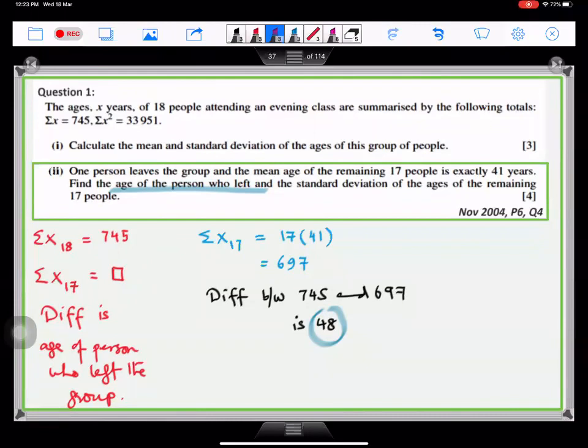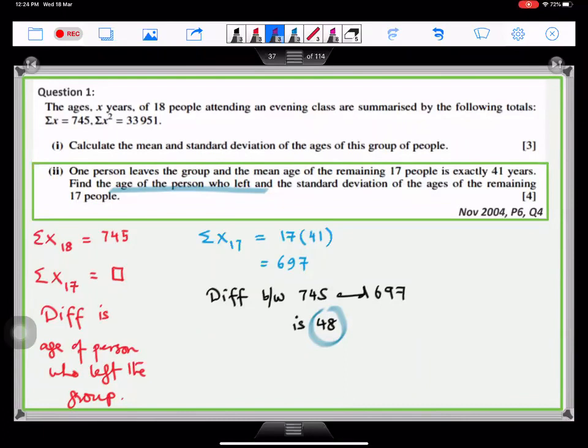Sum of ages of 18 people was 745. Sum of ages of 17 people is 697. What's the difference? Difference is 48. That means the person who left the group, his age was 48 years. Now, we want to calculate the standard deviation for the remaining 17 people. Now, here is the main issue.